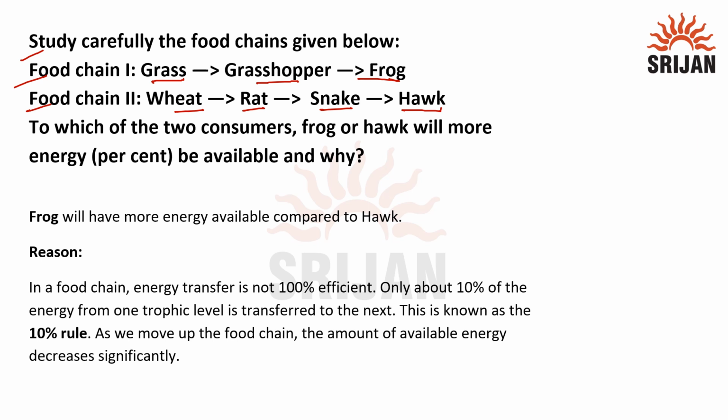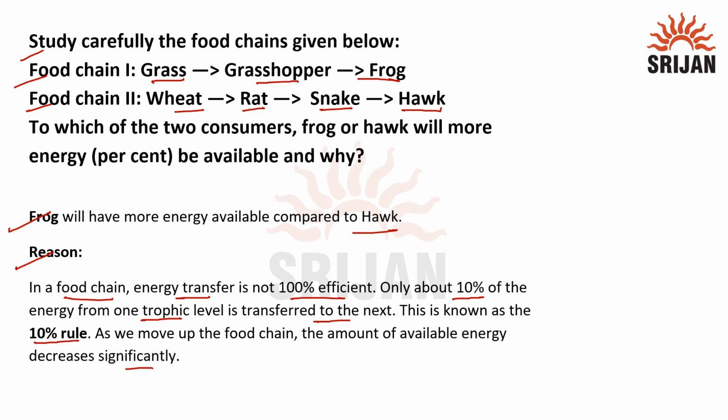So here we'll be using the 10% law, according to which frogs are going to have more energy available as compared to hawk. The reason behind this is that in a food chain, energy transfer is not 100% efficient, but only 10% of the energy from one trophic level could be transferred to the next trophic level, and this is known as the 10% rule. And as we move up in the food chain, the amount of available energy decreases significantly.